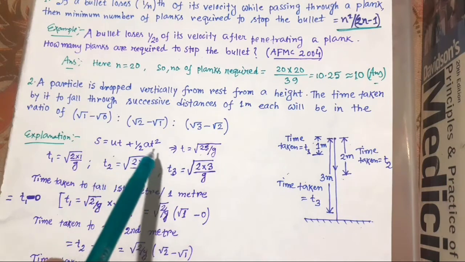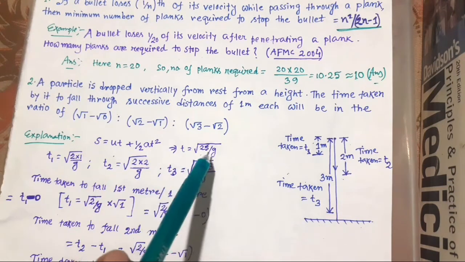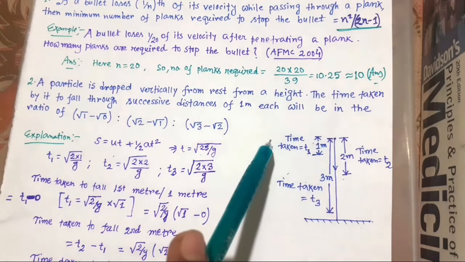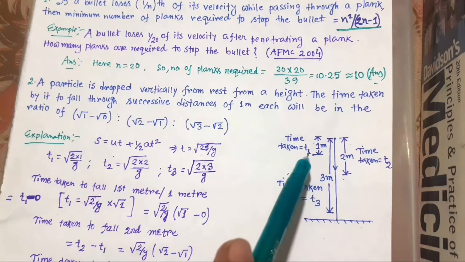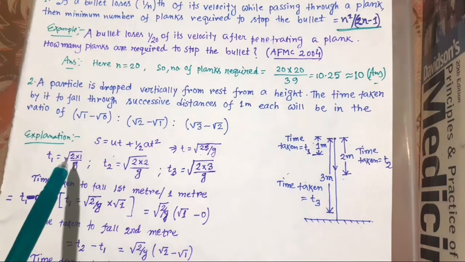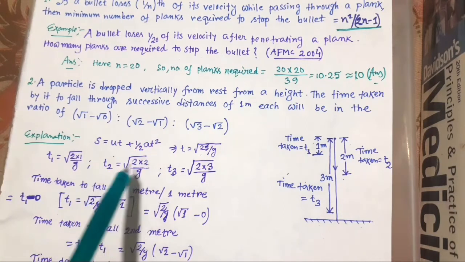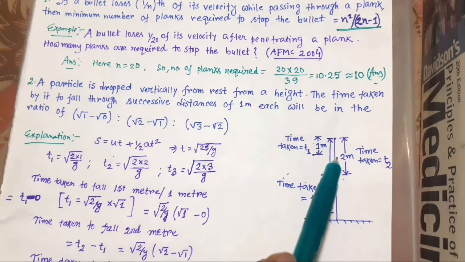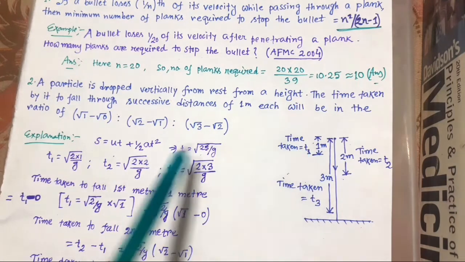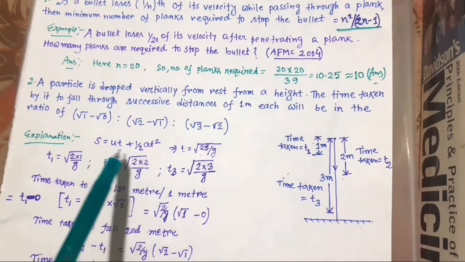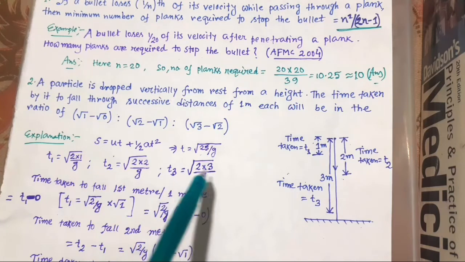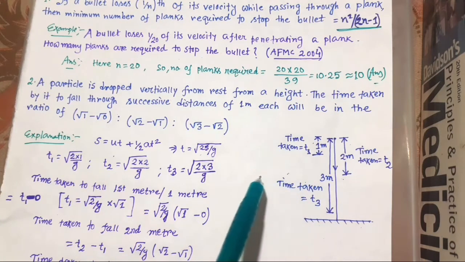Now from this formula we can calculate t. Now t1 means the time taken to fall through 1 meter distance, that is root of 2 into 1 by g. Now t2 is the time taken to fall through a total of 2 meter distance, that is not the second meter. From this formula we get the total distance. And t3 is the time taken to fall through a total of 3 meter distance.